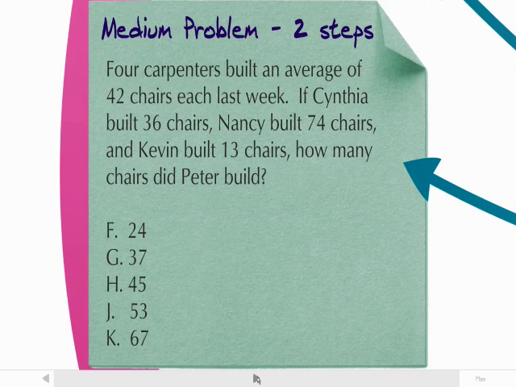This is that same problem, but with 2 steps added to make it a medium problem. 4 carpenters built an average of 42 chairs each last week. If Cynthia built 36 chairs, Nancy built 74 chairs, and Kevin built 13 chairs, how many chairs did Peter build? So you would have to go through 2 steps to find this answer.